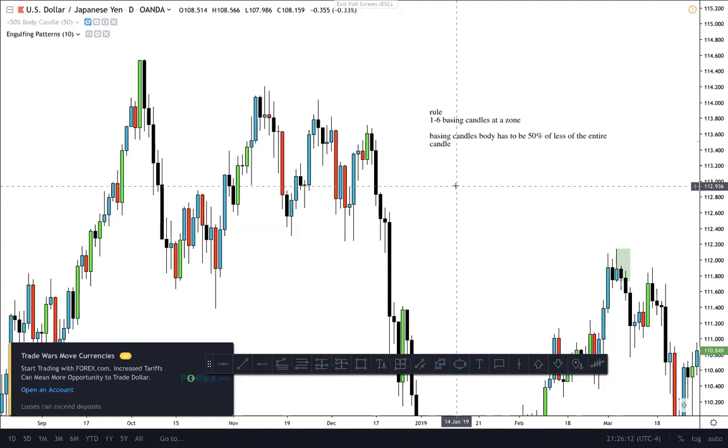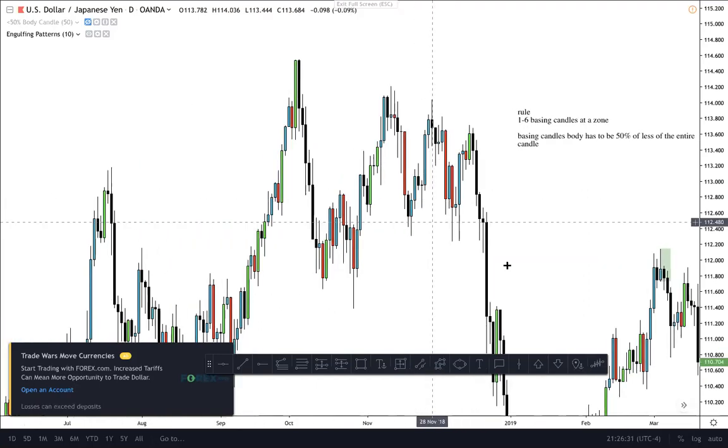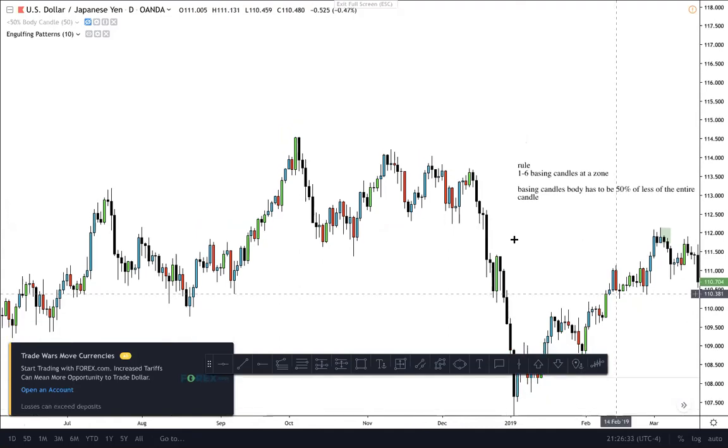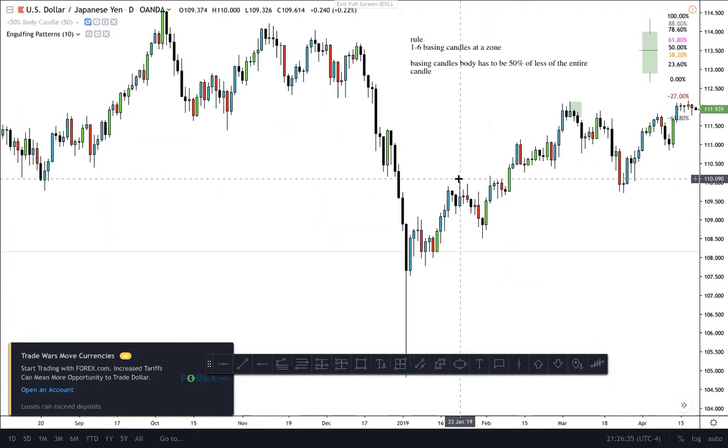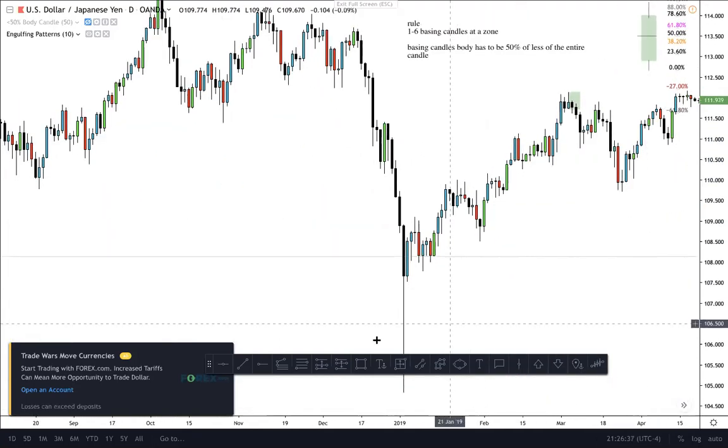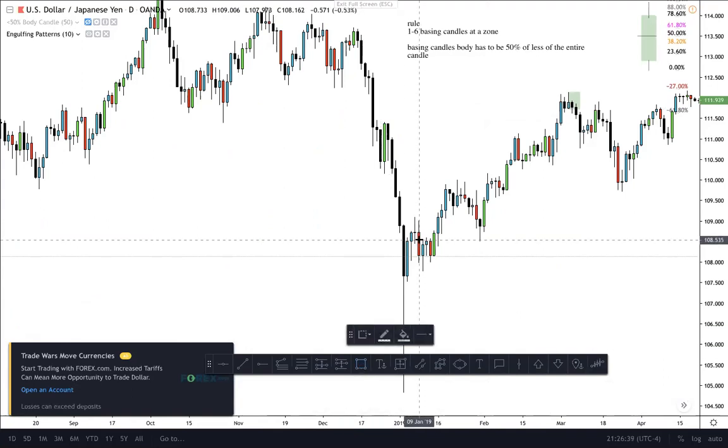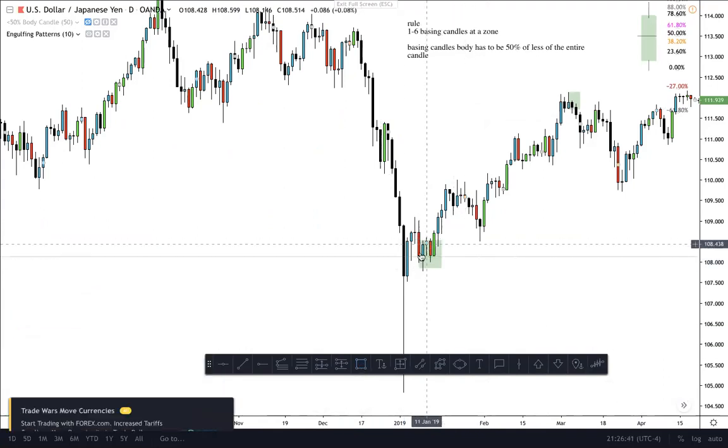Remember, one to six, the fewer candles, the better, right? If it's one to two candles, three or four, that's very good. The more candles, the lower the probability of the zone, right? Another thing, you want it to be tight. You want it to be like a pause in the market. This would be a pause, right?